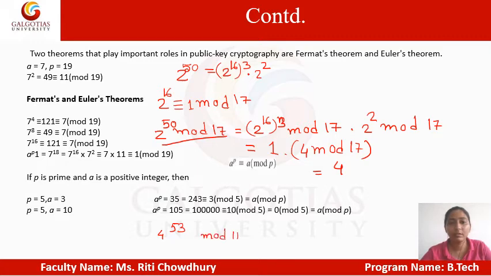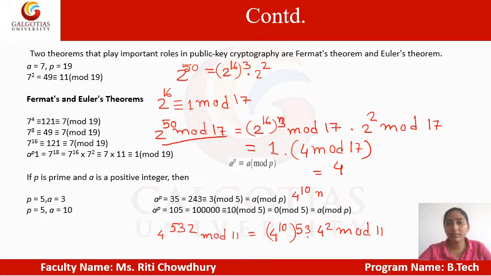If I want to perform this operation, how do I perform it? I will write 4 to the power 10, whole to the power 53, times 4 square, and this is mod 11. Now why have I written that? If I test, I can find that 4 to the power 10 mod 11 is equal to 1 mod 11.